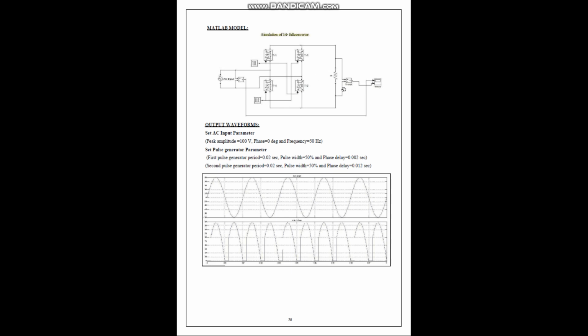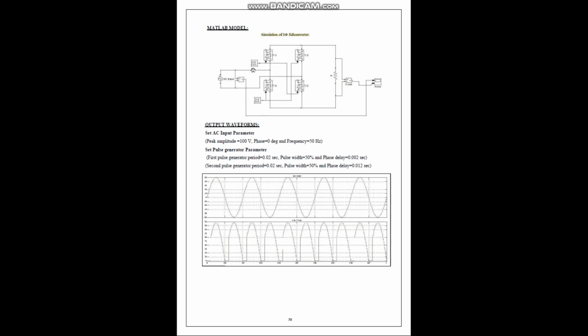Then for the resistance load, we have the R load with the output voltage. To see the output voltage, we have the output voltage measurement, V measurement, here. Then your output waveforms can be seen through the scope. For the output waveforms, you first initially set the AC input parameter as well as the pulse generator parameter.